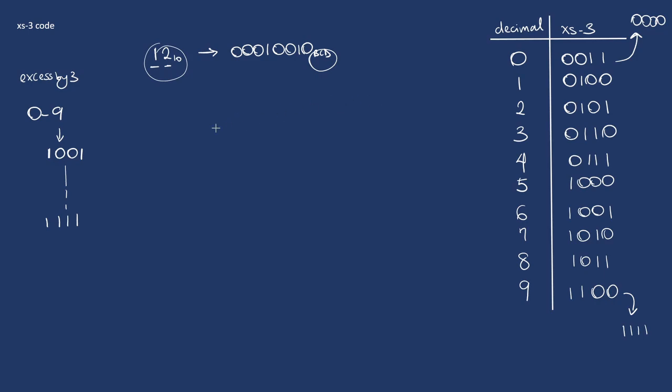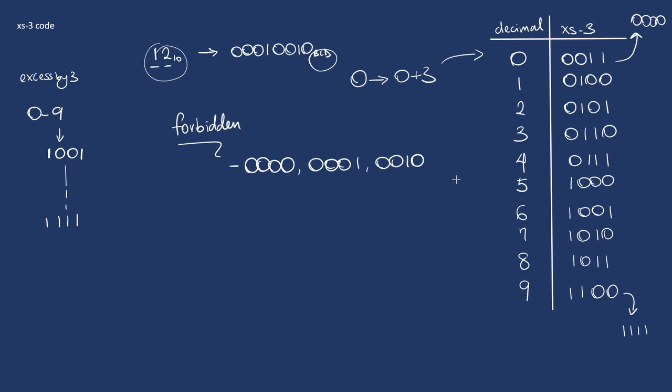So the forbidden decimals in XS-3 are going to start from this. So 0000, although permitted in BCD for 0, is not allowed in XS-3, since 0 to XS-3 is going to be 0 plus 3, which gave us this, right? So this is not permitted, this is not permitted, and this is not permitted. But from 1 upwards is allowed, right? So moving on from this, 1101 is not permitted, 1110 is not permitted. Same goes for 1111.